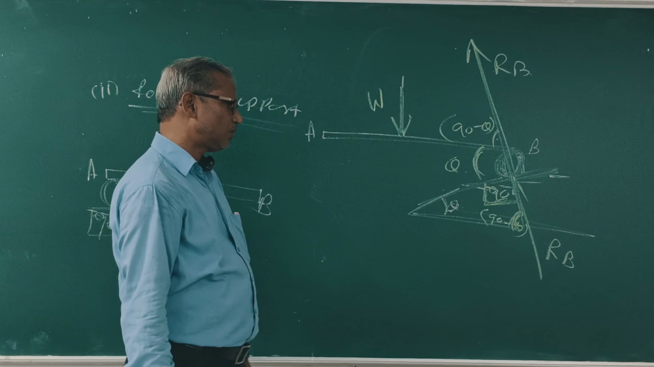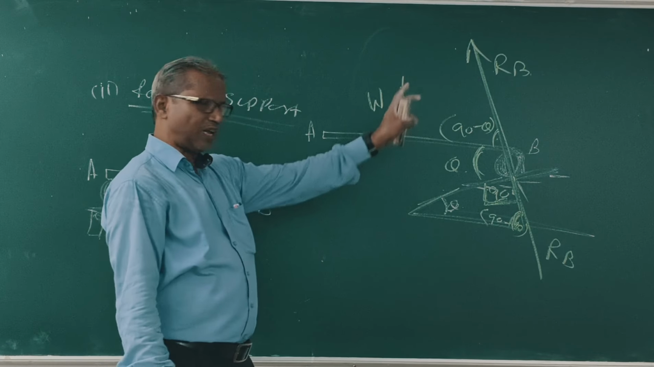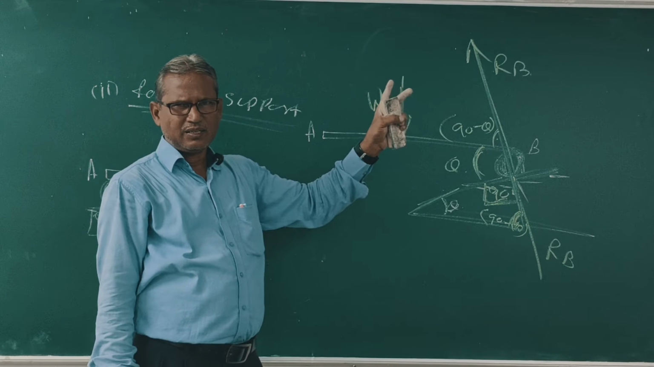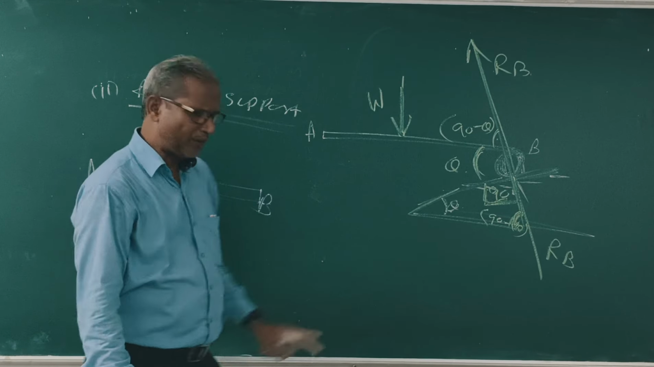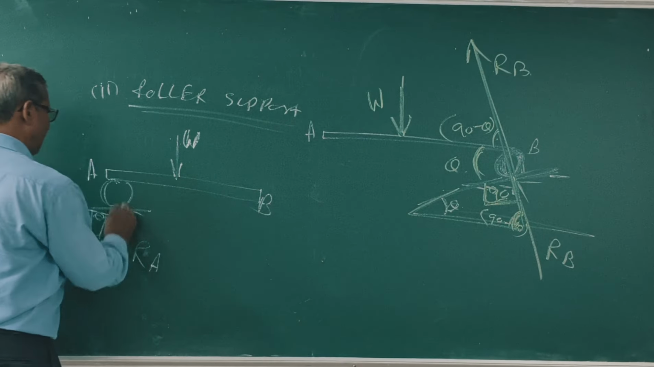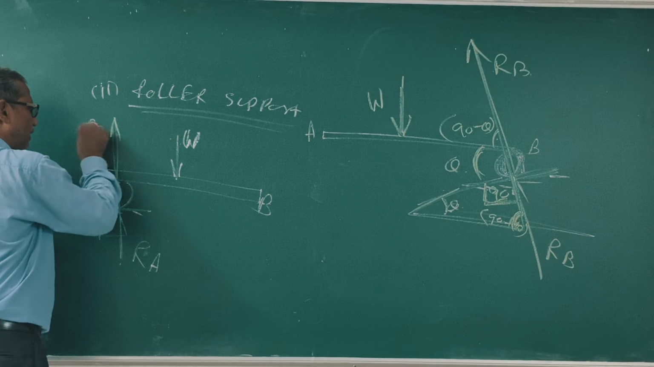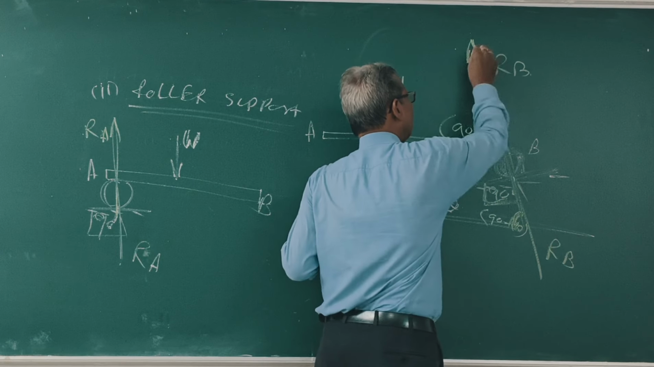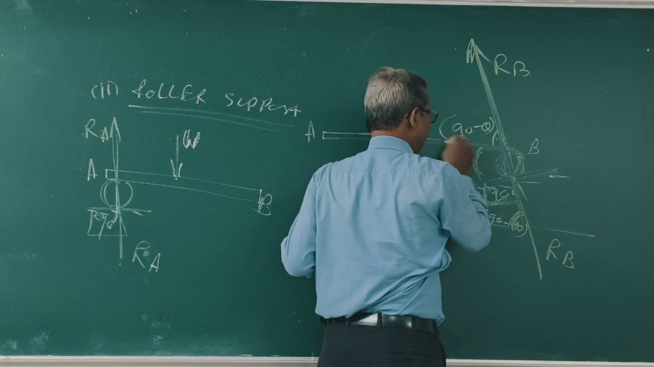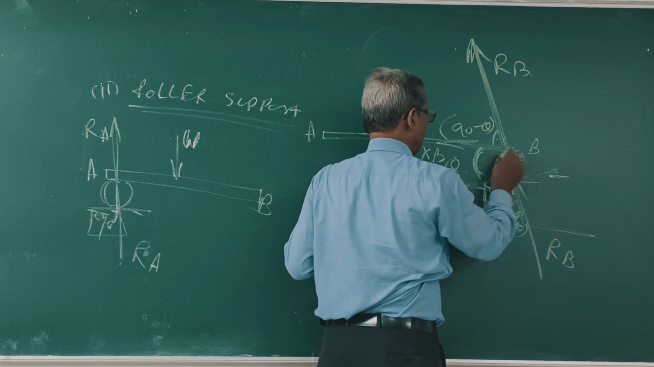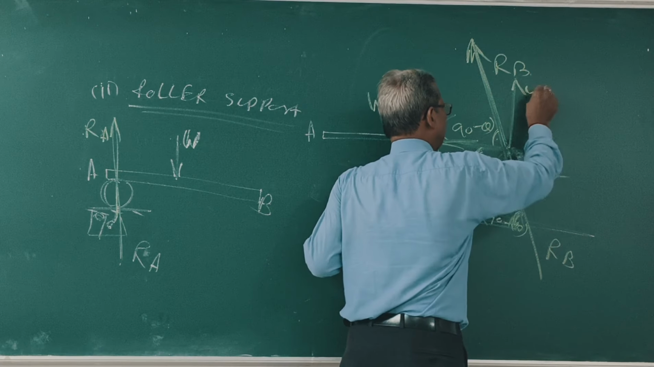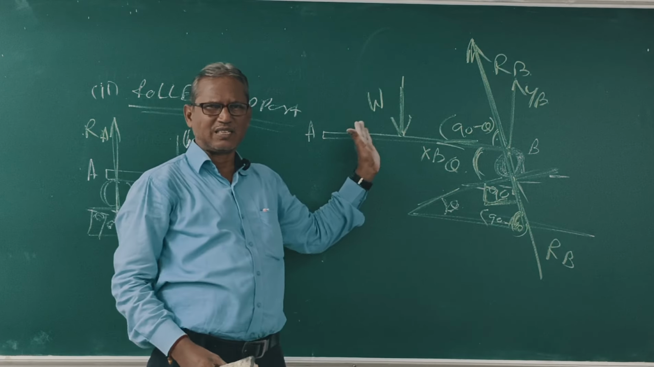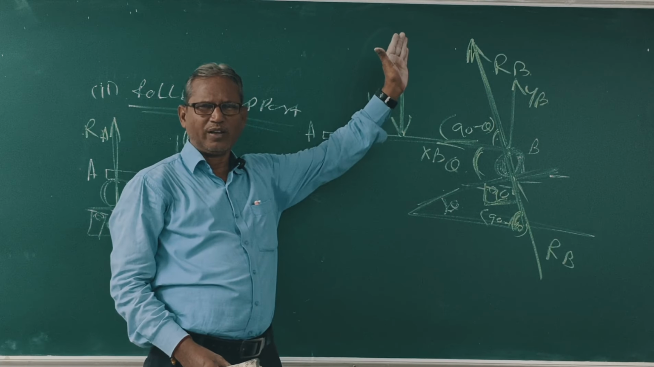Now resolve this RB along x-axis and along y-axis. Then we will take moment. But this is the reaction upwards, RA. This is called RB. This is XB, this is YB. What is XB? Along x-axis. What is YB? Along y-axis.